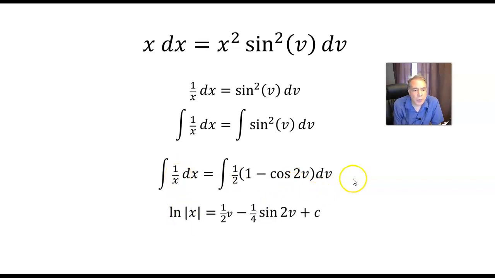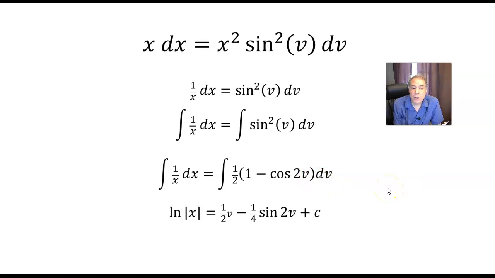So now integrating both sides, the integral of 1 over x dx is the natural log of the absolute value of x. And then we have the integral of 1/2, which is 1/2 v, because we're anti-differentiating with respect to the variable v, minus the integral of 1/2 times the cosine of 2v, which is 1/2 times another 1/2 times the sine of 2v. And we've got our constant of integration, plus c.